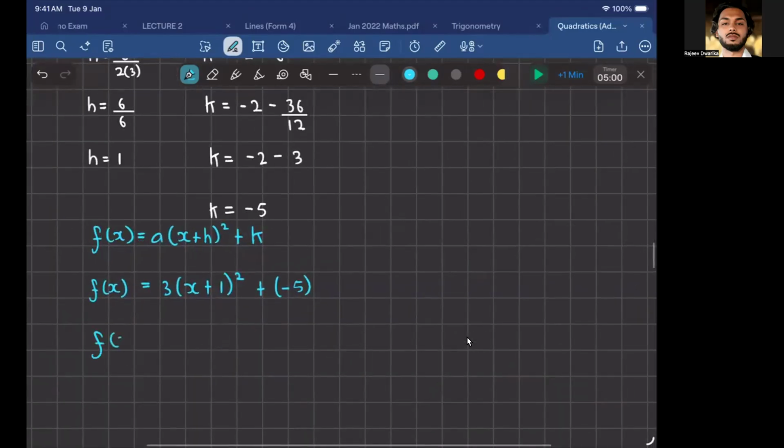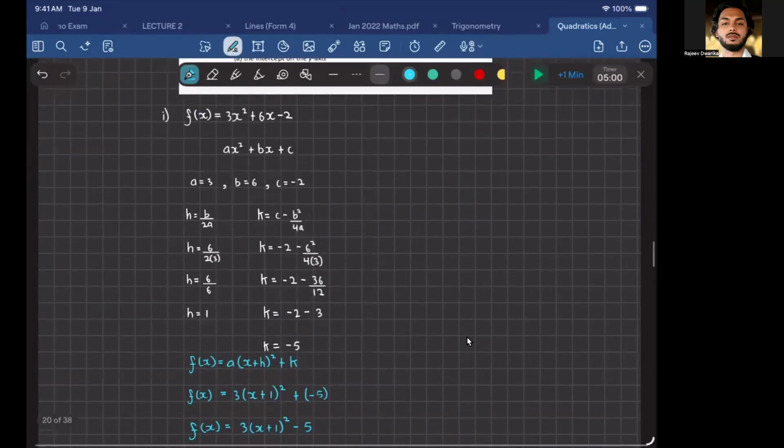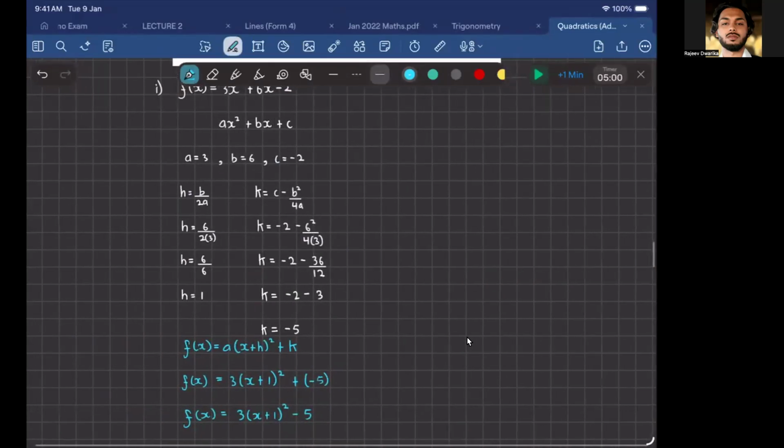I'm going to write this back now. So it'll be 3 times (x plus 1) squared. And was it a positive and a negative? A negative. So a positive and a negative gives negative 5. Bam. That's it. So run through it and make sure you understand the working.